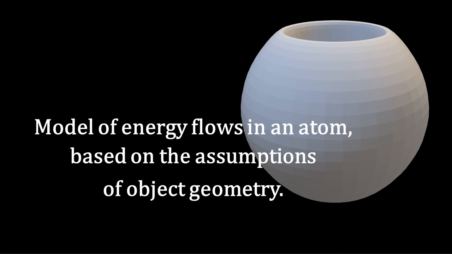Model of energy flows in an atom based on the assumptions of object geometry. The standard model in physics does not describe gravity. However, according to the assumptions of object geometry, gravity can be a source of energy for strong, magnetic, electric, and weak interactions. The assumptions of object geometry are listed at the end of the article.